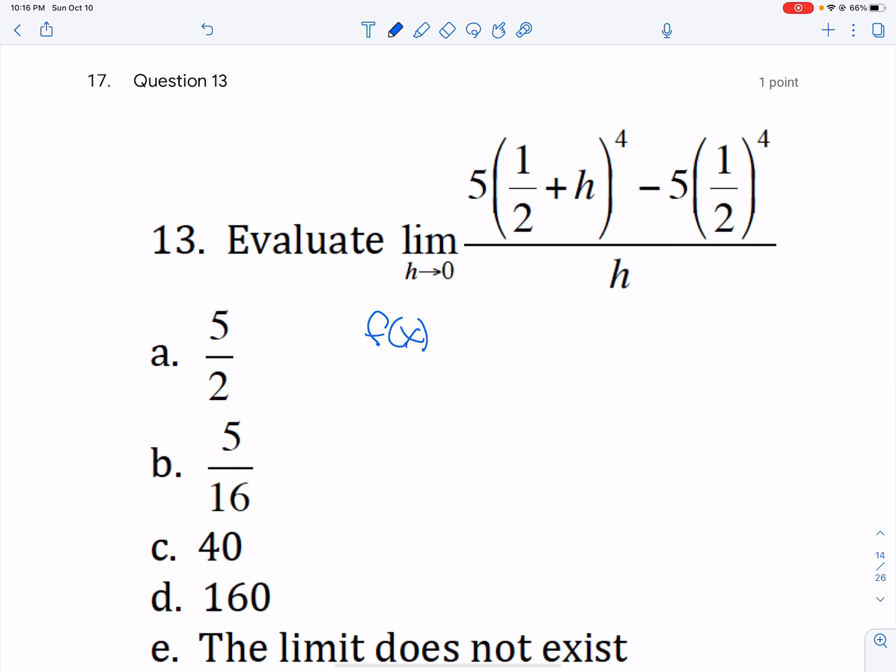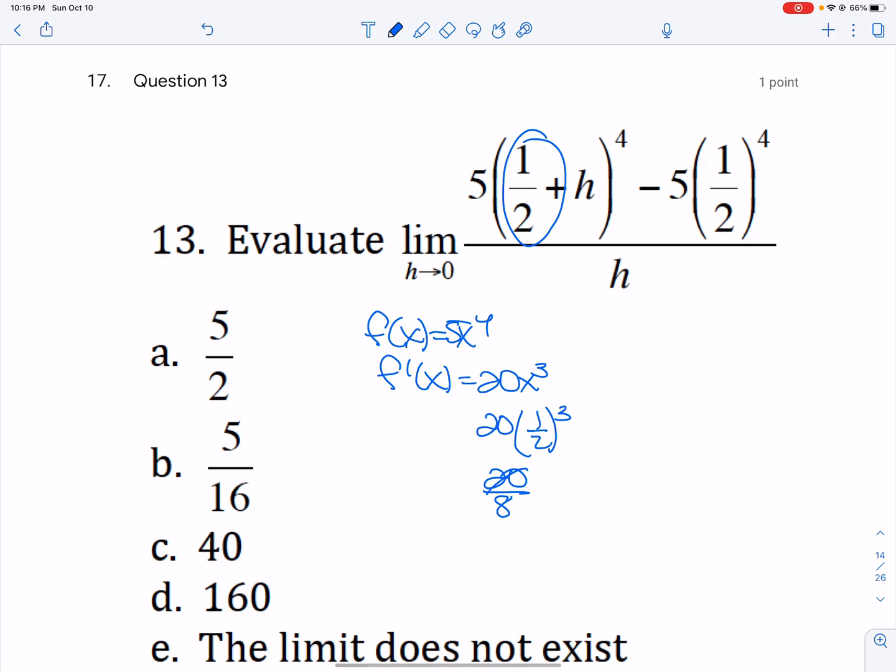So f of x is equal to 5x to the 4th. The derivative is equal to 20x cubed. And I want it at 1/2. So 20 times 1/2 cubed is 20 over 8, which is 5/2.